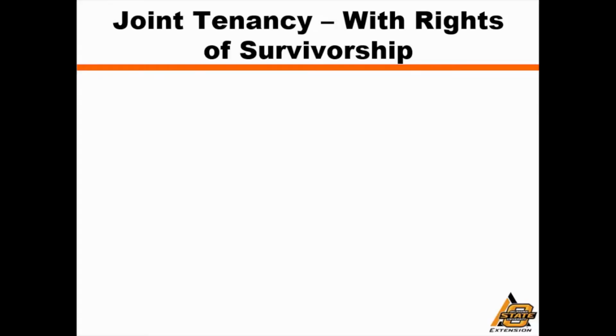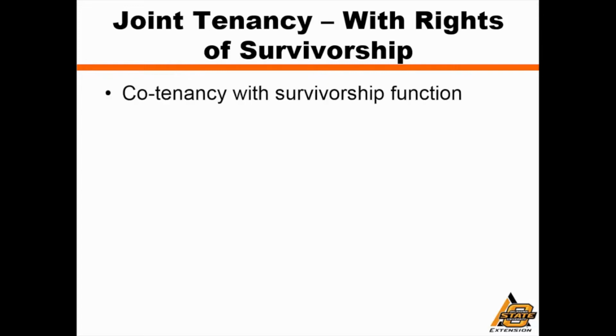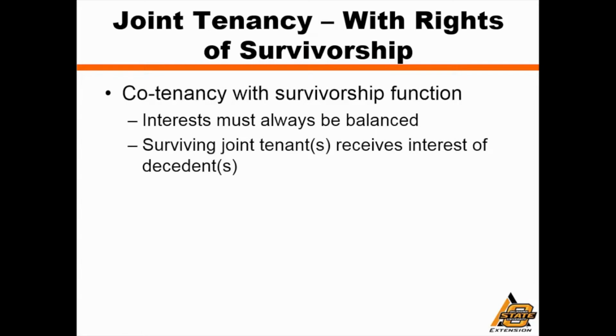Joint tenancy with rights of survivorship. Very common among married individuals. Basically, co-tenancy with a survivorship function. What that means is, among joint tenants, the surviving joint tenant receives the property. It can't be conveyed to anybody else. Interests are always balanced, each owning an equal share. The surviving joint tenant receives the interest of the decedent, so no matter what happens, whoever dies first, it goes to the surviving joint tenant. No ifs, ands, or buts.